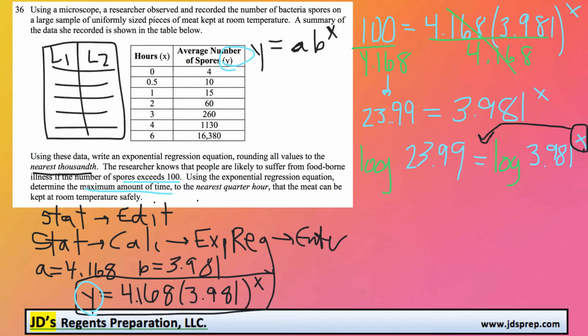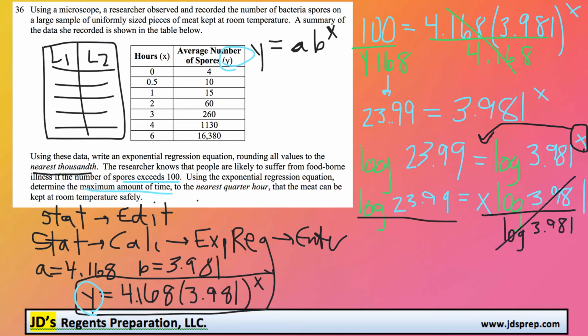It's not changing it. So we can rewrite this so that the log of 23.99 is equal to x multiplied by the log of 3.981. Well, now at this point, it's quite easy to solve for x. All we need to do is divide this whole thing by log of 3.981, causing it to completely cancel out. And then on the left-hand side, we'll do the same thing. We'll divide by log of 3.981. And now we've isolated x.